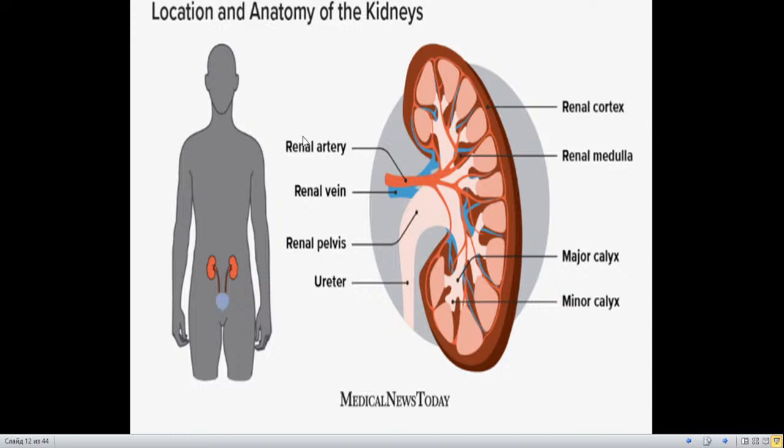On this slide is presented the location and anatomy of the kidneys. You can see renal artery, renal vein and ureter. Also you can see renal cortex, renal medulla, major calyces and minor calyces. This presents the renal pelvis.